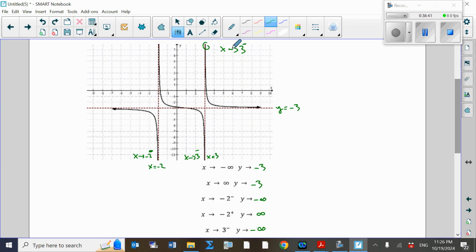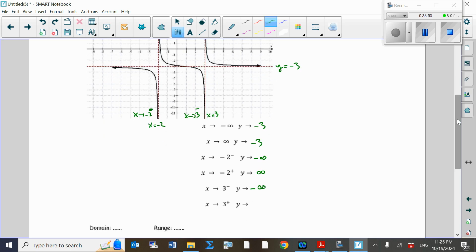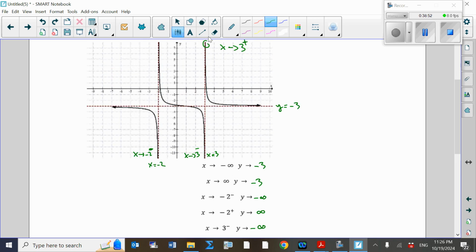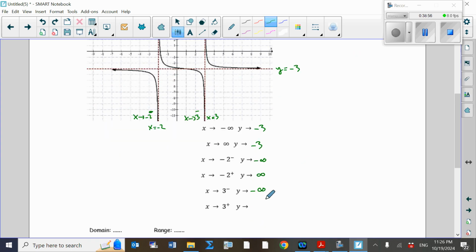So you write x goes to 3 from the right side, so you write a plus here. And what is the y doing? It's going up and it's increasing. So it's going to positive infinity here. You can write positive infinity or just write infinity.